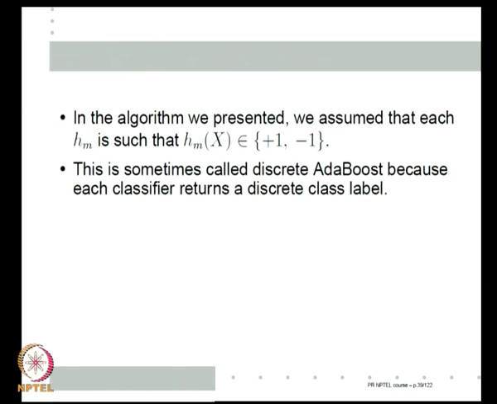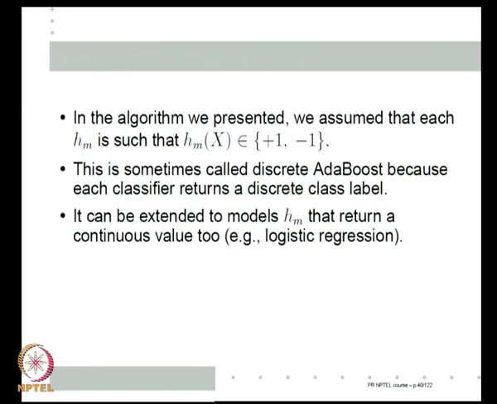Of course, the AdaBoost algorithm itself can be extended to other cases where h_m returns a continuous value, say for regression problems. Also for classification problems where h_m could be a neural network, so h_m(x) is a continuous value, or say logistic regression. So, I can use any such classifiers also, and the algorithm is slightly different, but still similar conclusions hold. So, one can also extend the algorithm that we presented to the case of h_m that return a continuous value rather than a discrete class label as well.